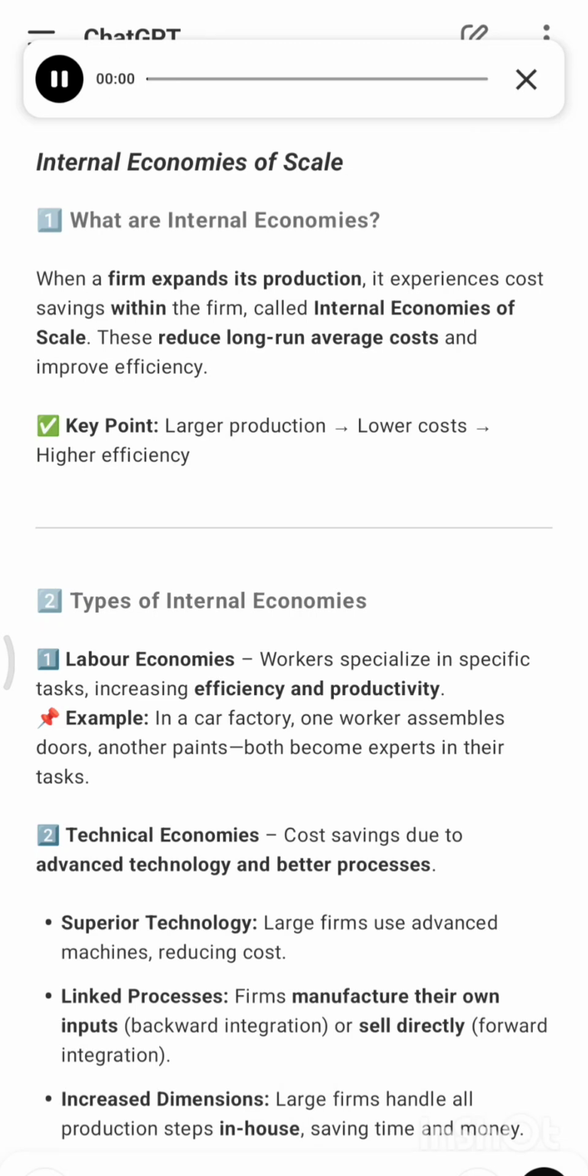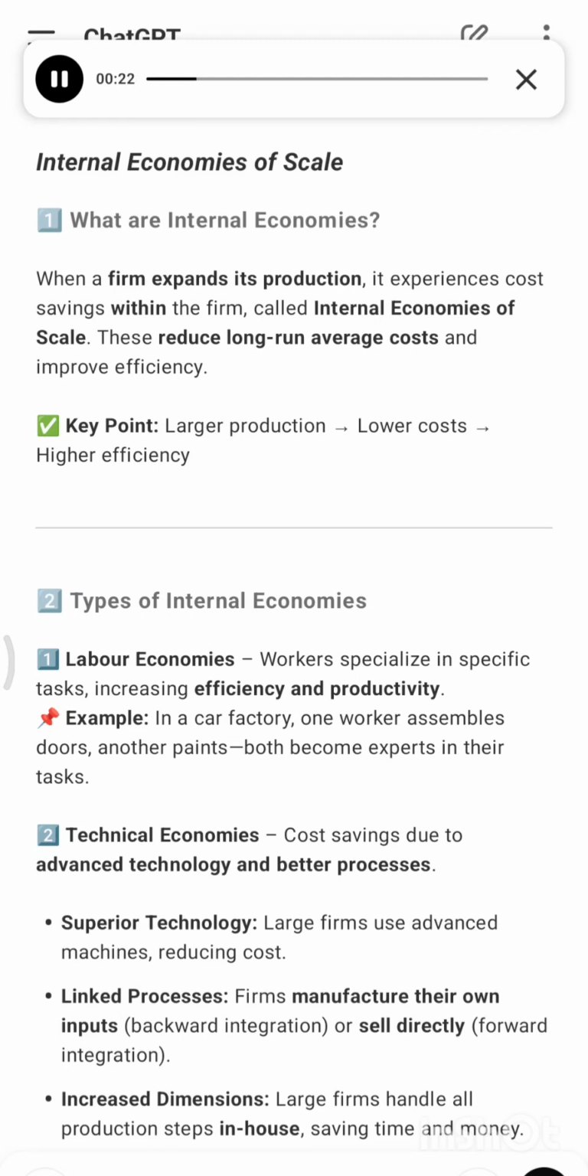Internal economies of scale. 1. What are internal economies? When a firm expands its production, it experiences cost savings within the firm, called internal economies of scale. These reduce long-run average costs and improve efficiency. Key point: larger production, lower costs, higher efficiency.